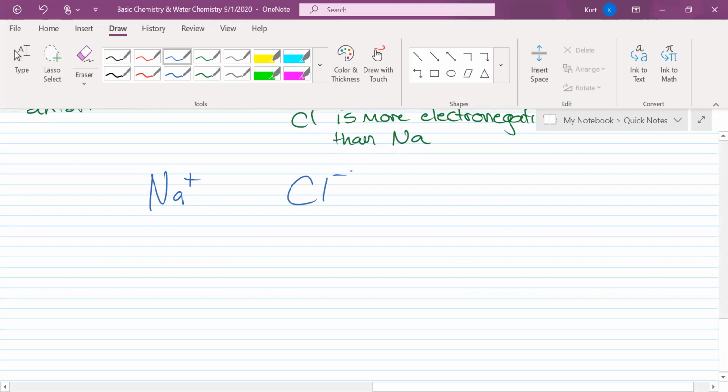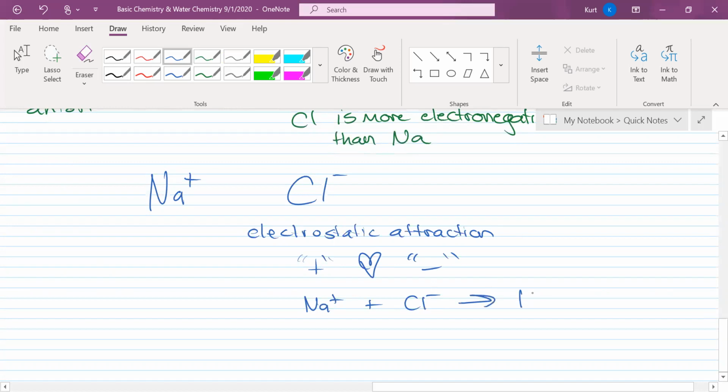Now they're going to be attracted by a concept known as electrostatic attraction. Electrostatic attraction simply means positive loves negative. And so they're going to be attracted to each other. So a sodium ion and a chloride ion makes sodium chloride. And they cancel each other out in a 1-to-1 ratio, because that's +1, that's -1, and +1 plus -1 is 0, so they're neutral. You now have an ionic compound, and they're held together by an ionic bond.